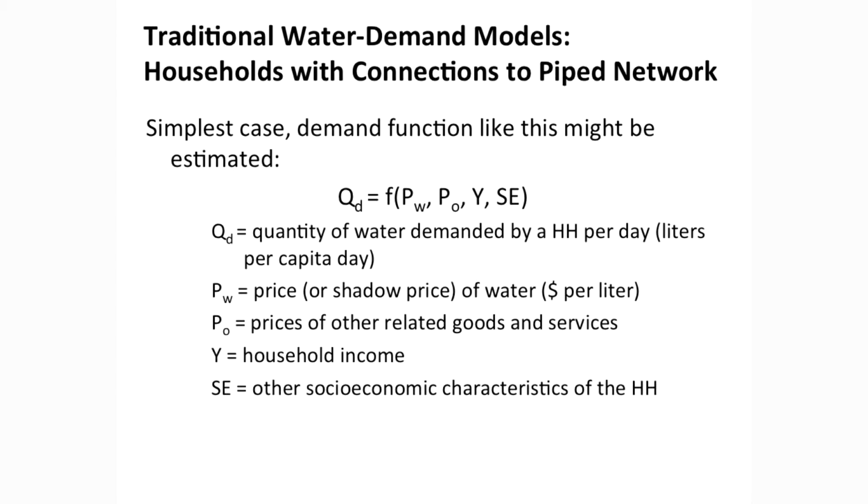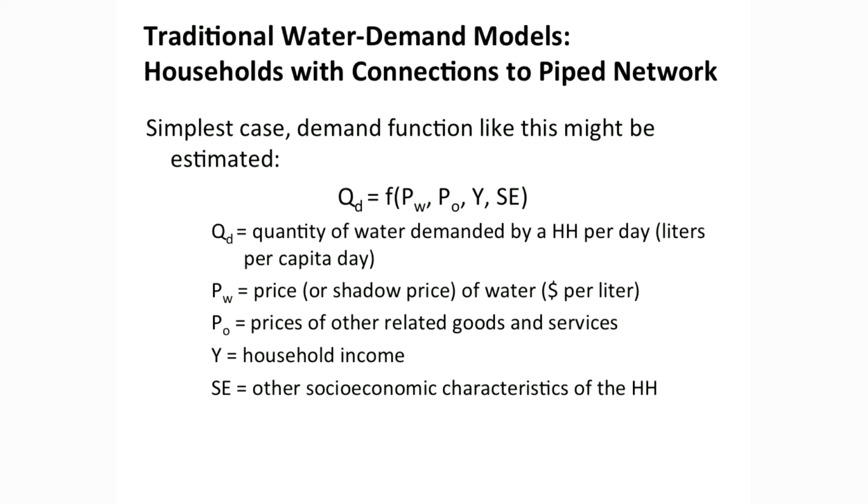In this video, we will look at some of the findings from the literature on price and income elasticities in order to better understand how changes in tariffs and income affect water use by households with piped connections. Economists try to explain the quantity of water used by a household with a piped connection as a function of the price of water, the income of the household, the price of closely related goods and services, and other variables.